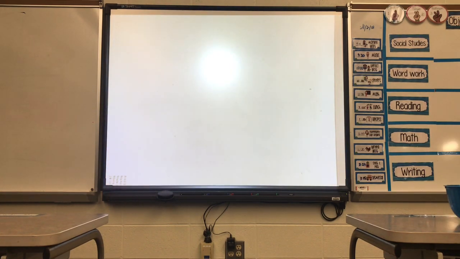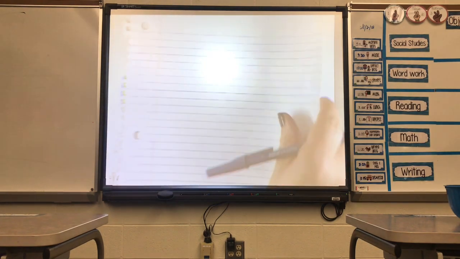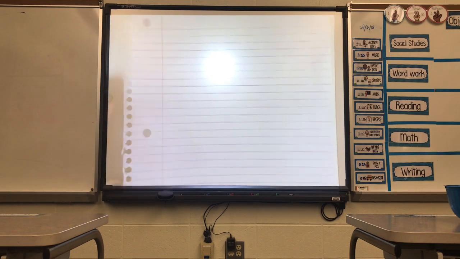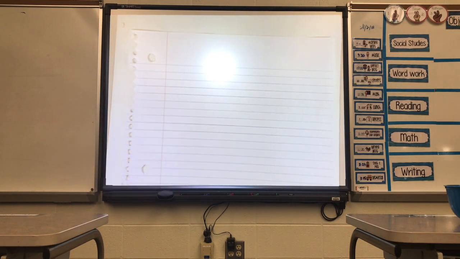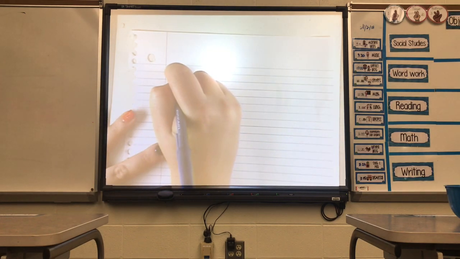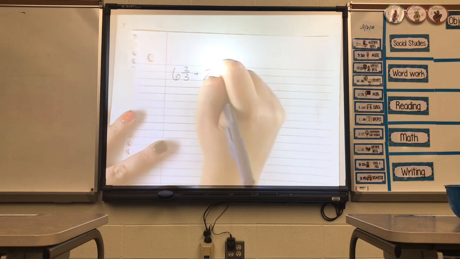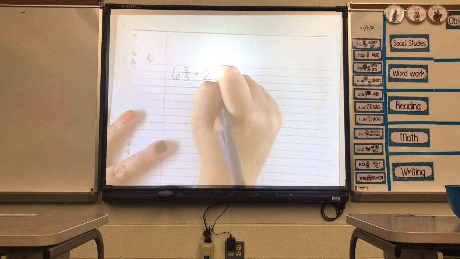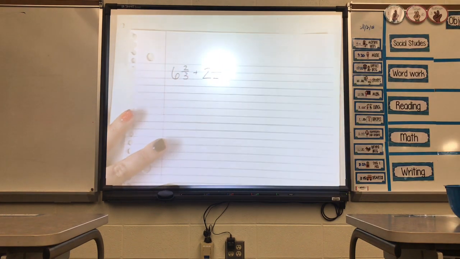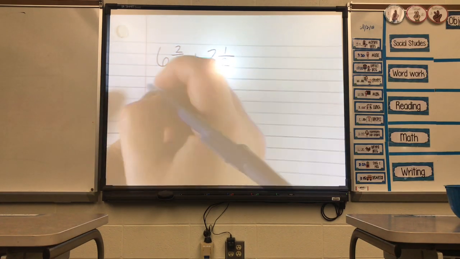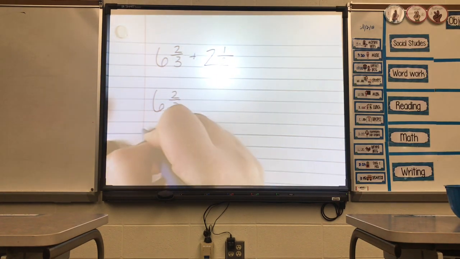I will now show you 2 different ways to add numbers with mixed fractions, so that way you can kind of see the difference that we have going on here. So I am going to start off with, let's say 6 2/3 plus 2 1/2. We'll just kind of keep them simple, easy numbers. The steps are the exact same. Write the fractions up and down.